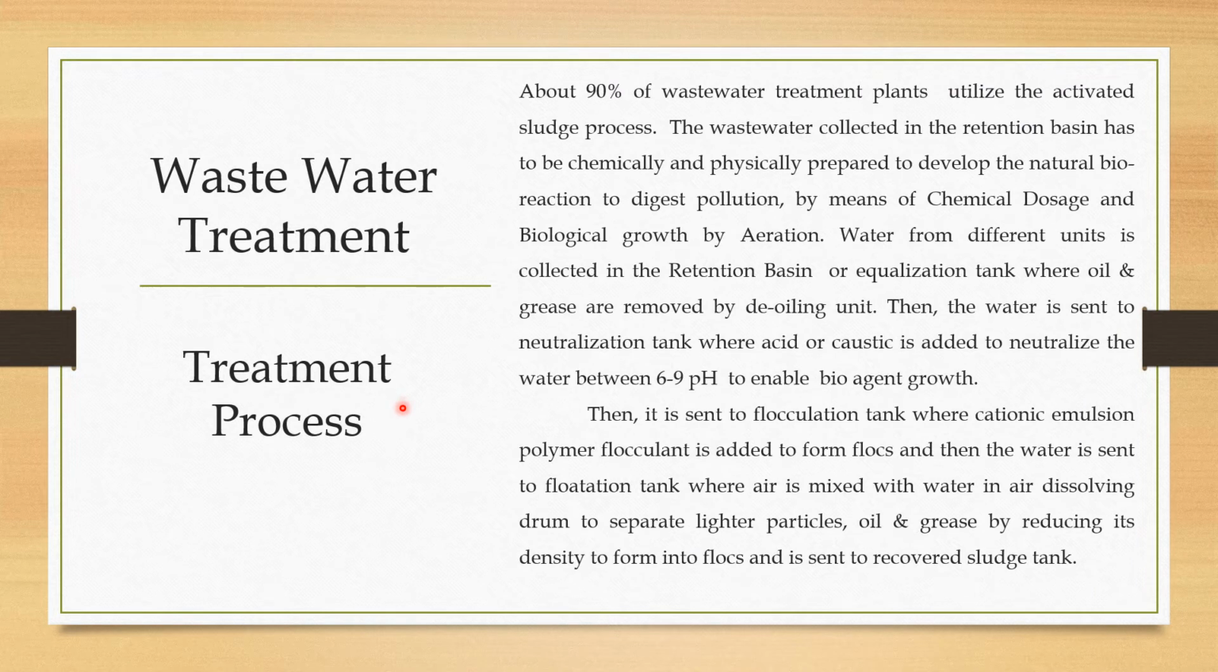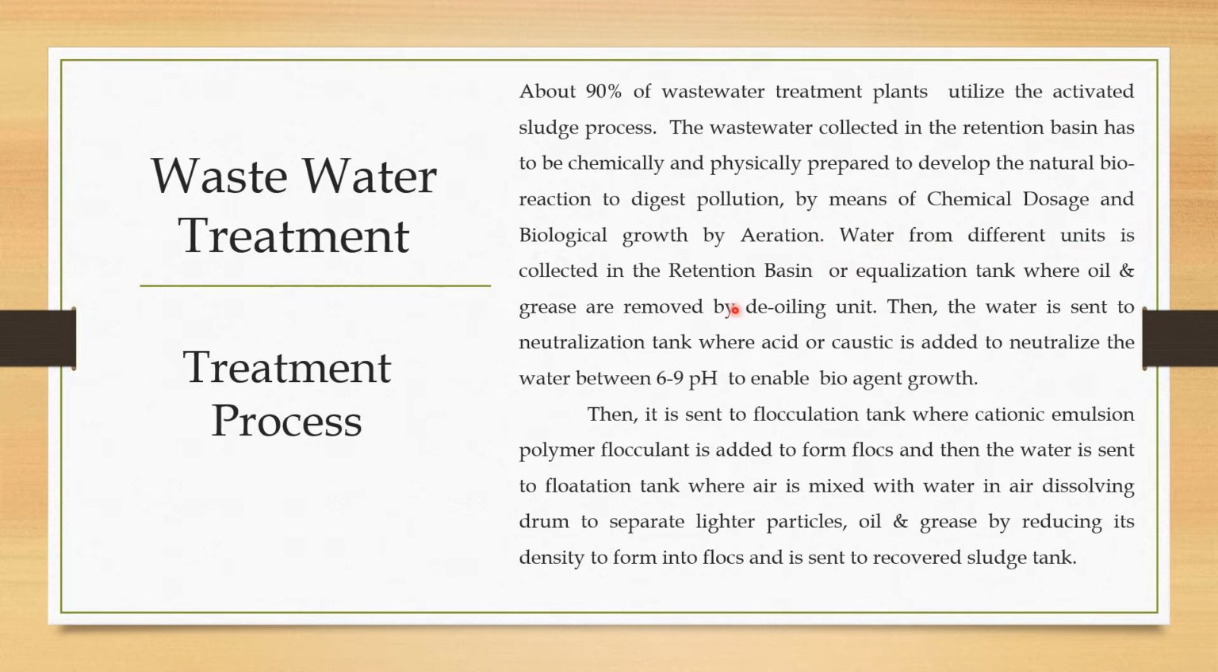Now we can see the treatment process. Almost 90% of wastewater treatment plants utilize the activated sludge process. The wastewater collected in a basin called the retention basin is to be chemically treated and physically prepared to develop the natural bioreaction to digest pollution by means of chemical dosage and biological growth by aeration.